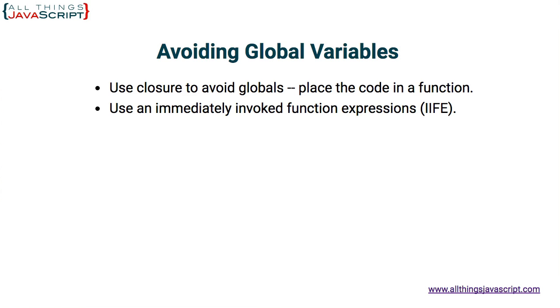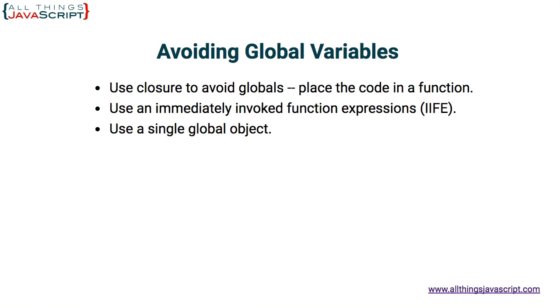Second, we will use an immediately invoked function expression. And third, we'll use a single global object. So there are times where you need something declared in the global space. For the third example, we'll look at how to do that while still avoiding multiple global variables.